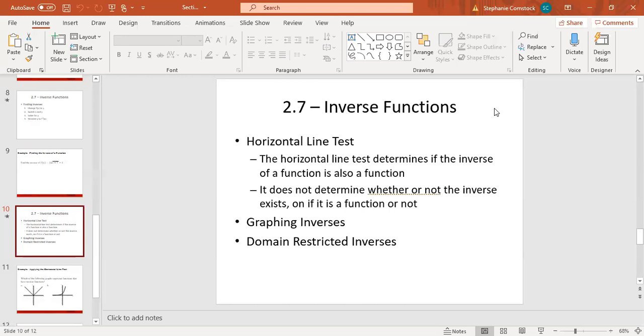We're also going to talk about how to graph inverses, and then this thing about domain restricted inverses. So I'm going to draw these two graphs. You can kind of see them here.